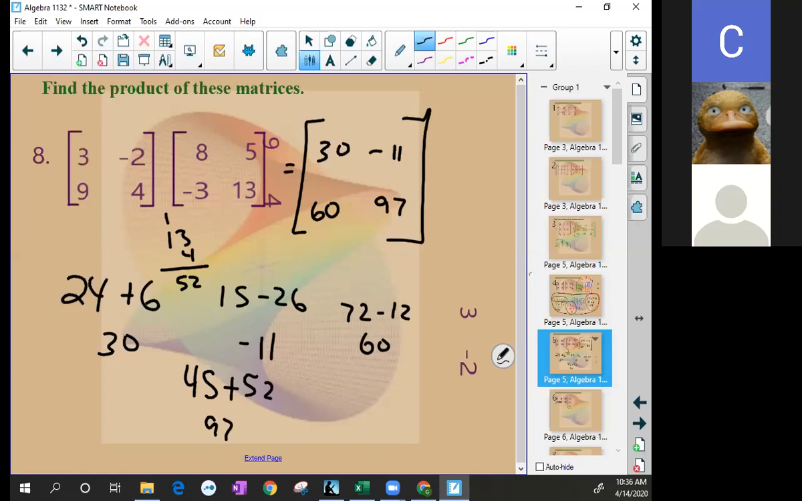So that's the multiplication of that 2 by 2 matrix. One thing you'll notice, this is 2 rows by 2 columns, and this is 2 rows by 2 columns. When you multiply a 2 by 2, the answer will be a 2 by 2 matrix. If you multiply 3 by 3 by 3 by 3, it'll be a 3 by 3 matrix. Now on the next page, we're going to multiply matrices that aren't the same size, but we're going to show you why you can still do it.